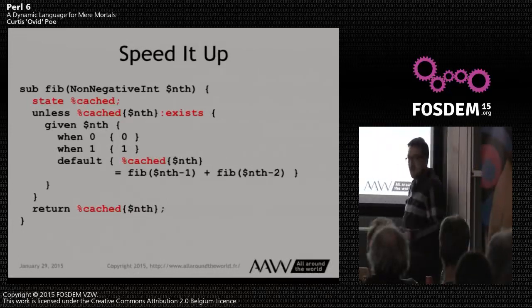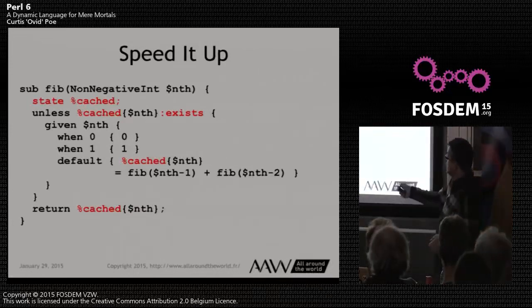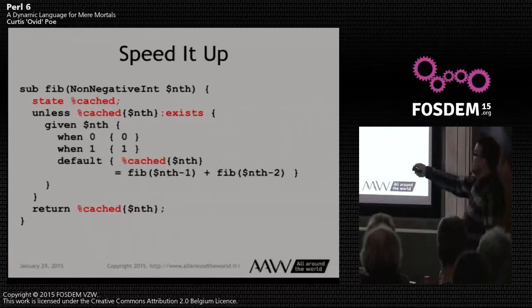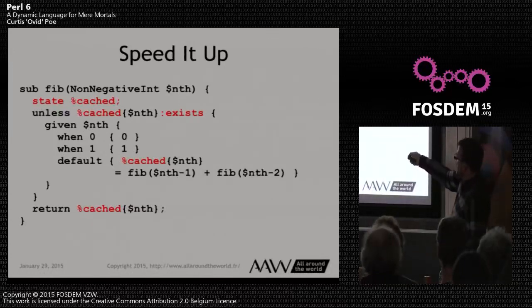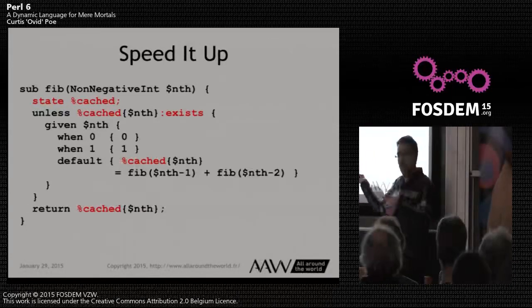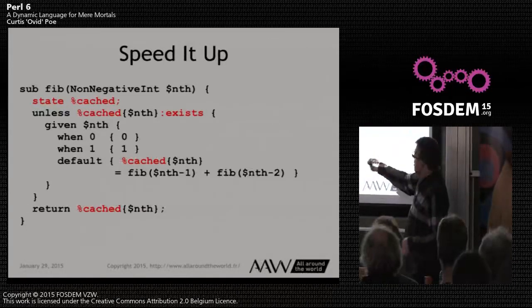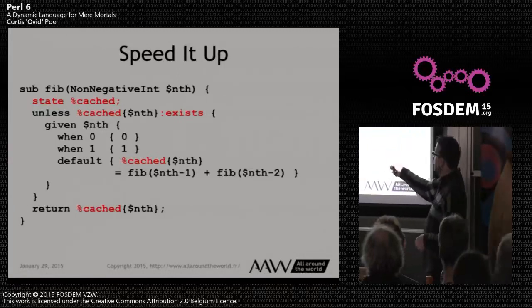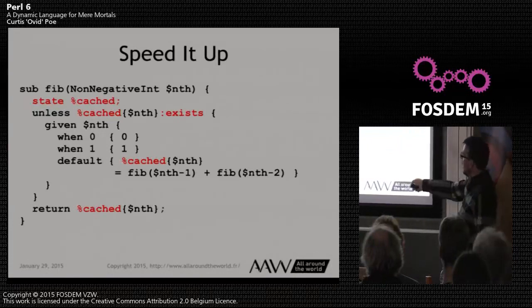One of the ways to deal with that is we cache the values. So a state variable will return its values in between subcalls. So we just have this cached state variable. Unless cached nth exists, this colon exists is an adverb in Perl 6. Again, different language. You're going to have to learn some new syntax here. Unless cached nth exists, win0, 0, win1, 1. Default cached nth is blah, and then we return the cached value.